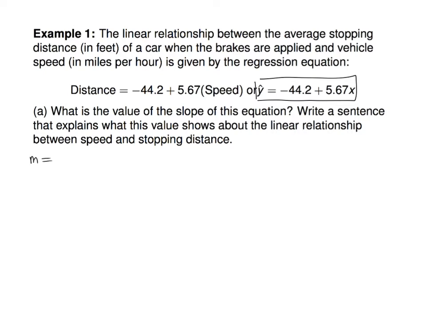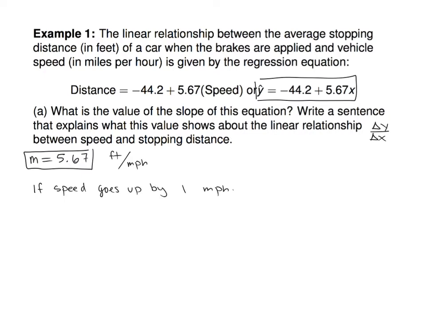Okay, so first, the slope is 5.67. And the best way to think about this is it's units of y over units of x. Okay, so y is distance, so feet. X is speed in miles per hour. So what this tells us is that if speed goes up by 1 mile per hour, stopping distance also goes up, or increases.